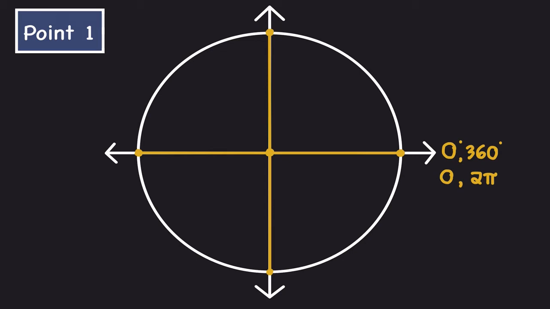We're going to start with the easiest points, in my opinion, to memorize. We're going to start with the first point that I want you to memorize, which is this one right here. Remember that we said this is called the unit circle. It's called the unit circle because it has a radius of 1. So this point is really easy to memorize.